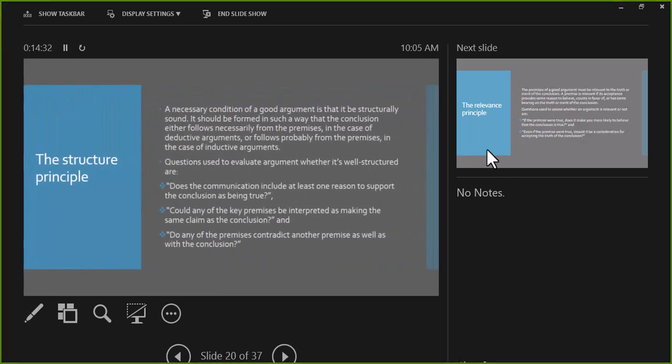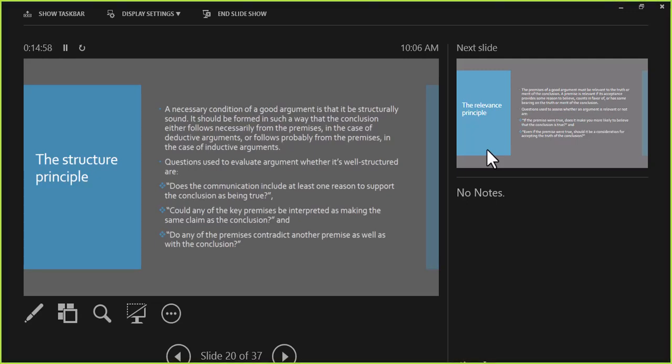So the structure principle is a necessary condition for an argument to be structurally sound. In order for an argument to be good, it must be structurally sound, and it must be formulated in such a way that there is a logical relationship between the premises as well as between the premises and the conclusion. And if there is no logical relationship, then the structure of the argument as a whole is said to be faulty and incorrect.